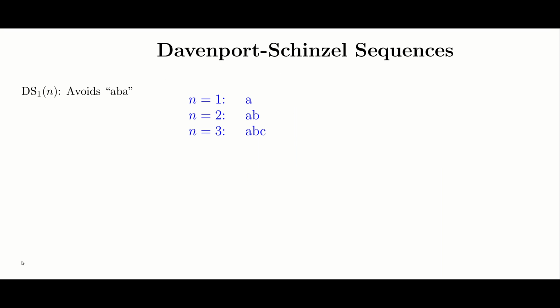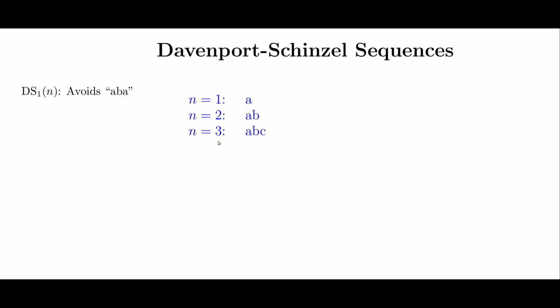First, we look at the easy case, ds1, which means a sequence that avoids ABA. Let's look at some easy cases. If you have only one character or one symbol, there's obviously only one possible sequence, A. If you have two characters or two symbols, A and B, this is as far as we could go. First we start with A, we cannot repeat A, so it has to be B. And now we cannot repeat B, and we cannot repeat A because then we would have ABA.